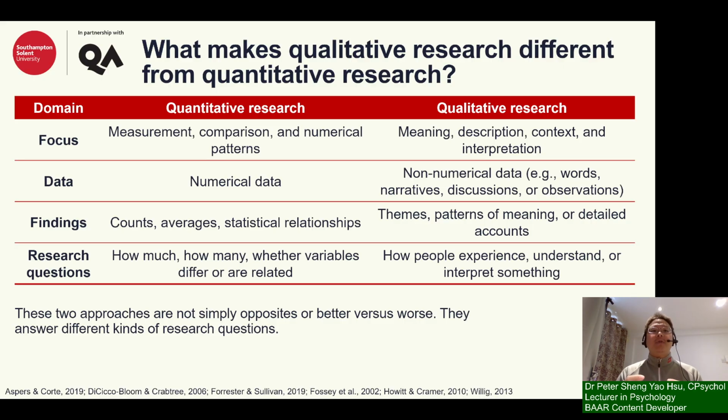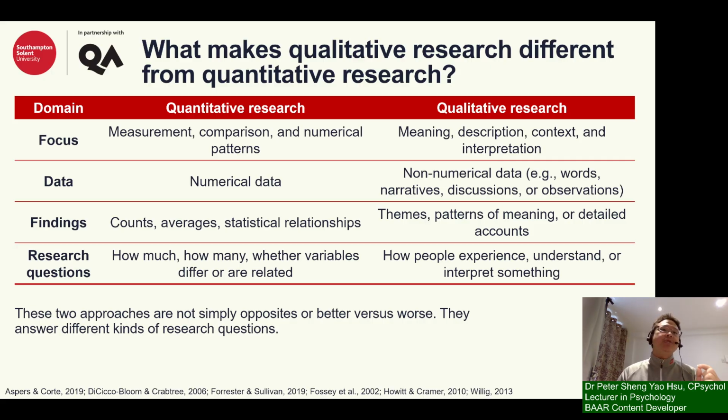Qualitative research focuses more on meaning, descriptions, context, and interpretation. For example, we may ask how mature students with caring responsibilities experience the process of studying at university. That will involve exploring their accounts in depth, including how they manage time, motivation, identity, family support, and academic confidence.